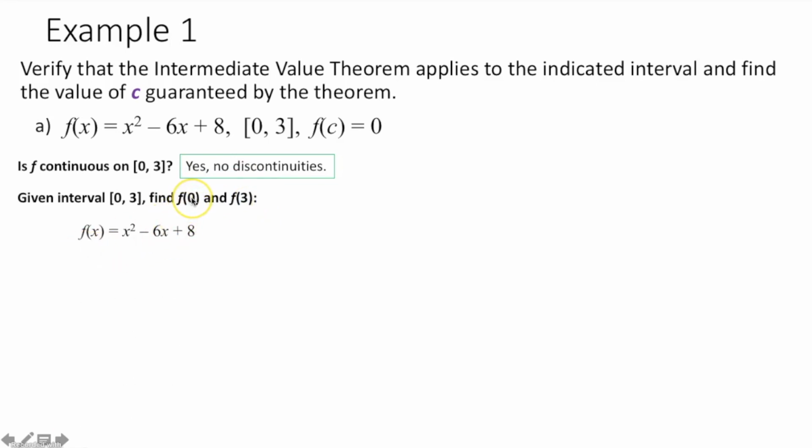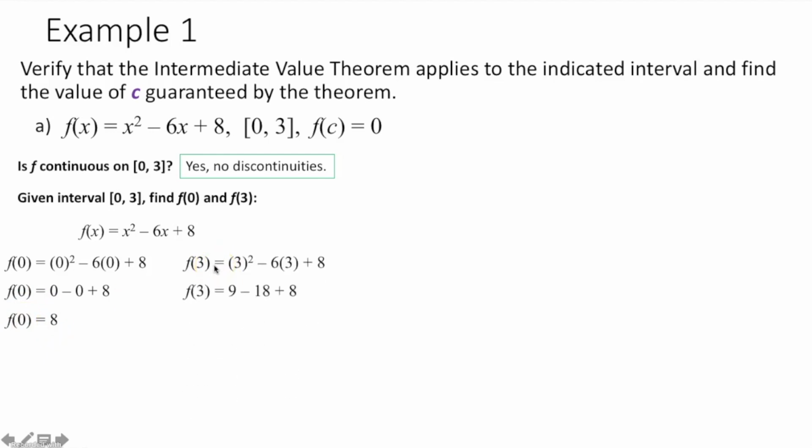So let's find the two y values of our endpoints. We plug 0 into the function for x, simplify, and we end up getting f of 0 is equal to 8. So our first endpoint has a y value of 8. Our second endpoint, f of 3, if we were to plug in 3 to the function for x, we would get a y value of -1. So our y values for our endpoints are 8 and -1.